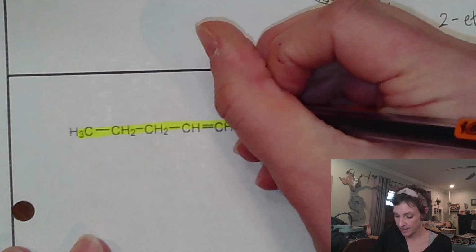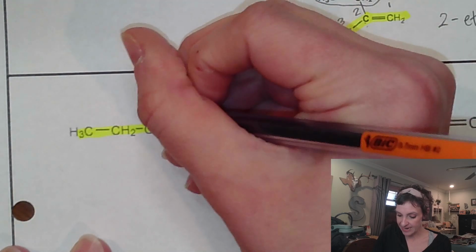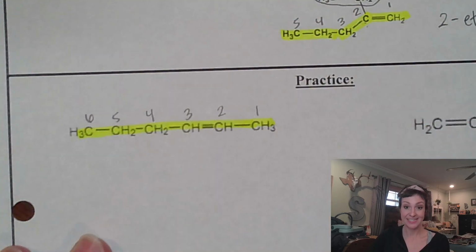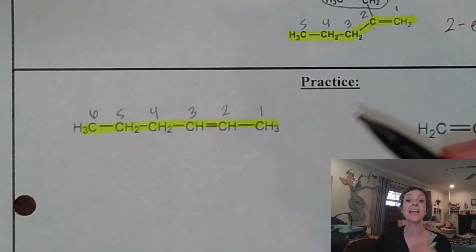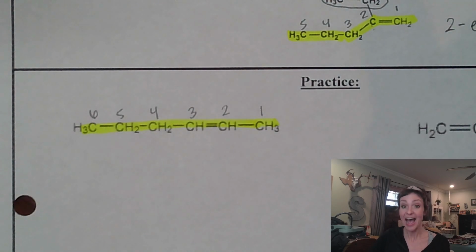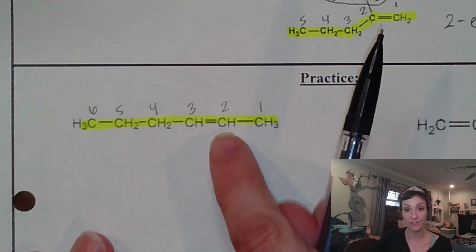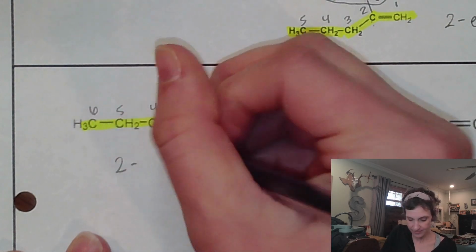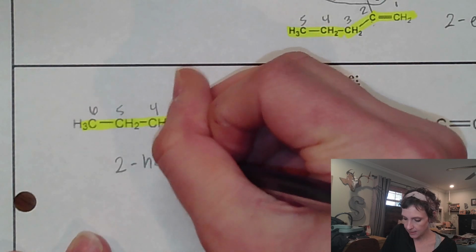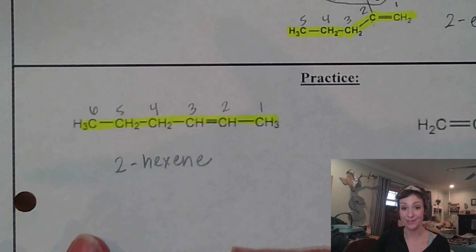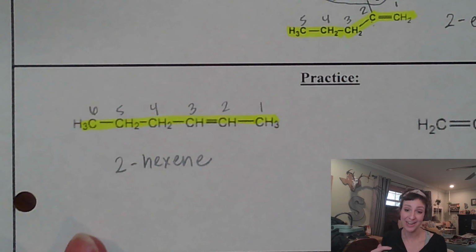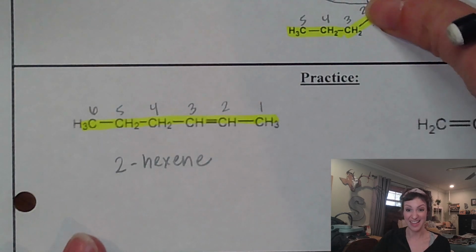So this is carbon 1, this is carbon 2, this is carbon 3, this is carbon 4, 5, 6. It is a 6 carbon parent chain, so this is a hex. Double bond means a hexene. I also have to tell you what carbon the double bond is coming off of, and it is coming off of carbon 2. So this is 2-hexene. Pretty simple one, but it does a great job of reinforcing that we number our parent chain according to where the double bond is and what side that's closest to.